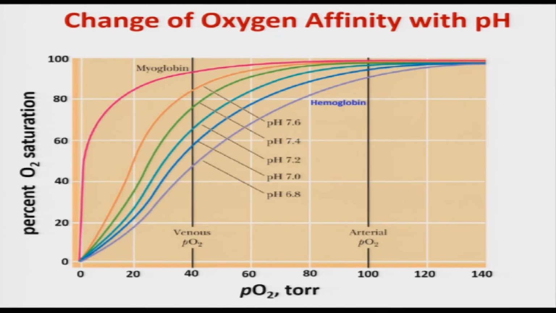This is a curve which shows the change of oxygen affinity with pH. So, percent of oxygen saturation versus partial pressure of oxygen is plotted over here.